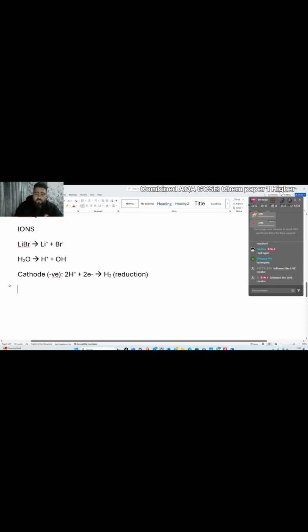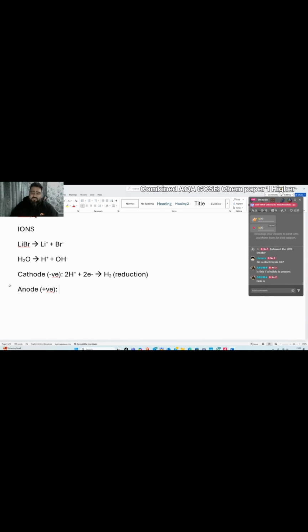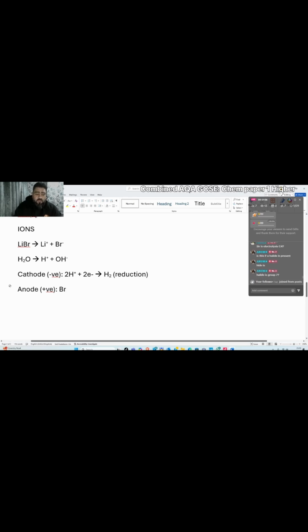Now, we're going to look at the anode. So if you look at the anode, guys and girls, it is positively charged. And so only one of the negative ions can get to it. It's either going to be the bromide or the hydroxide ion. And the rule here is that if a halide is present, it will go to the anode. So we're going to say the halide is present. So what's going to form there?